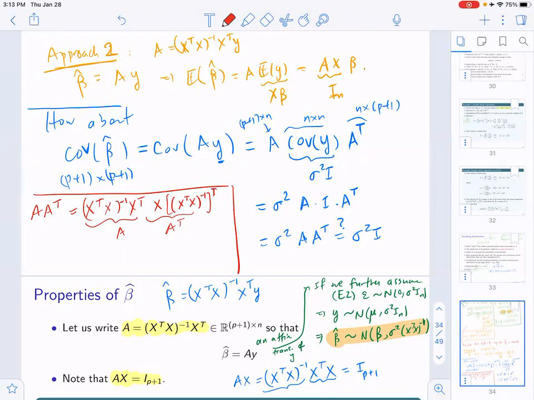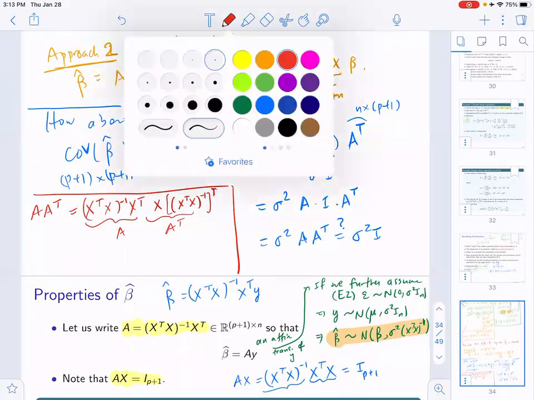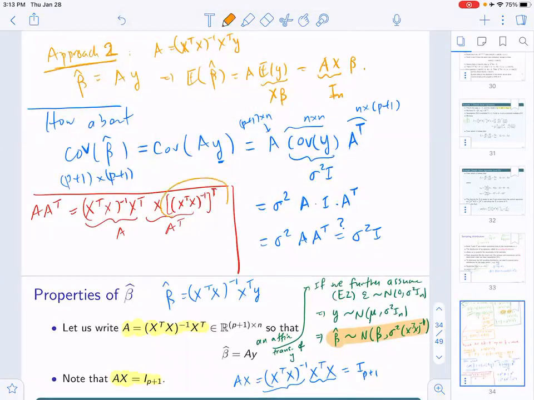I think you could switch the inverse and the transpose. Yes, we could do that. So we could say that this is equal to X transpose X transpose inverse. That's also valid. Then?